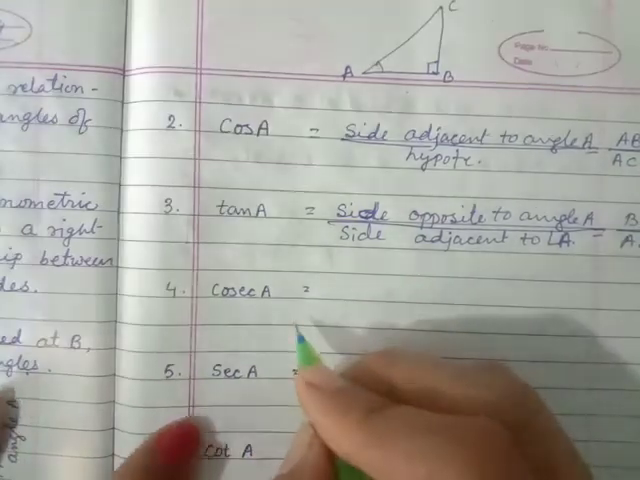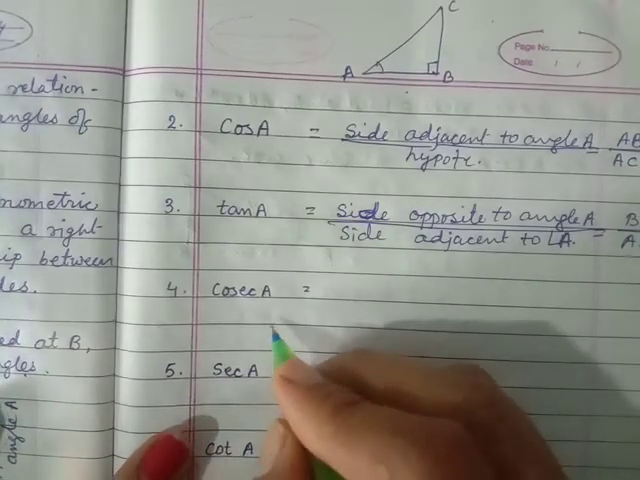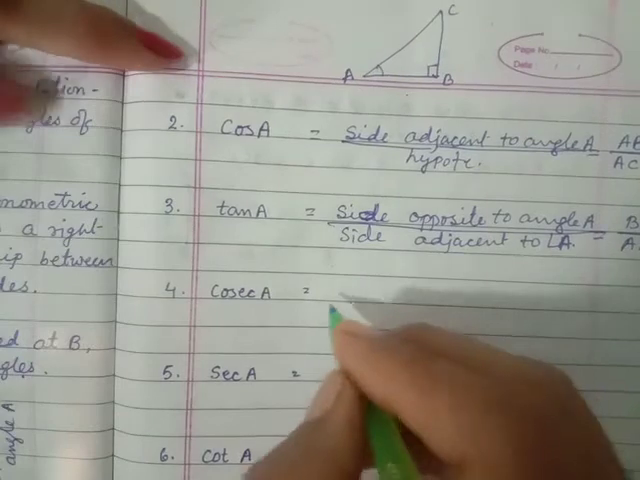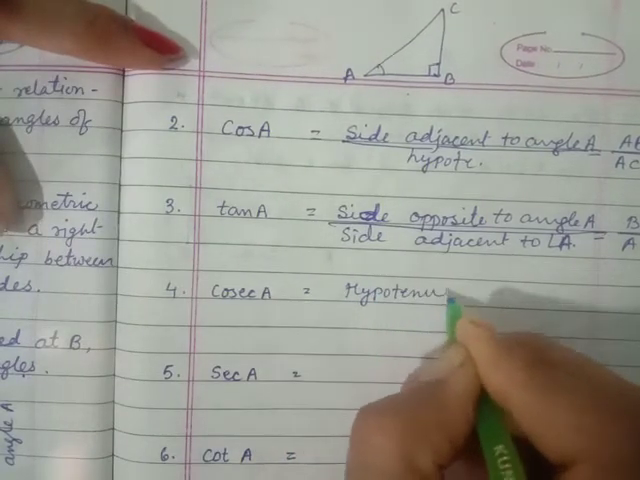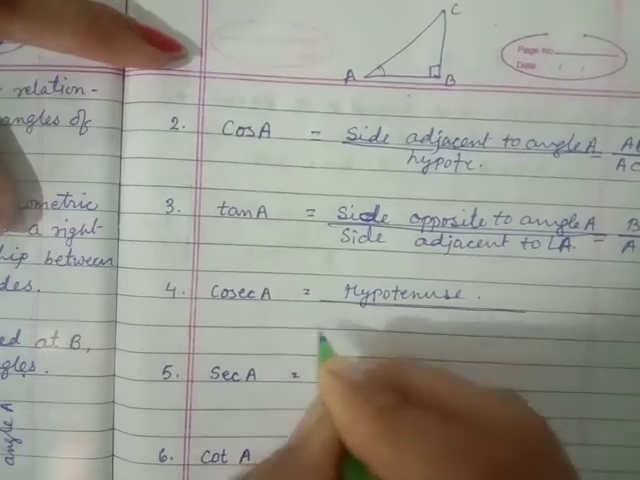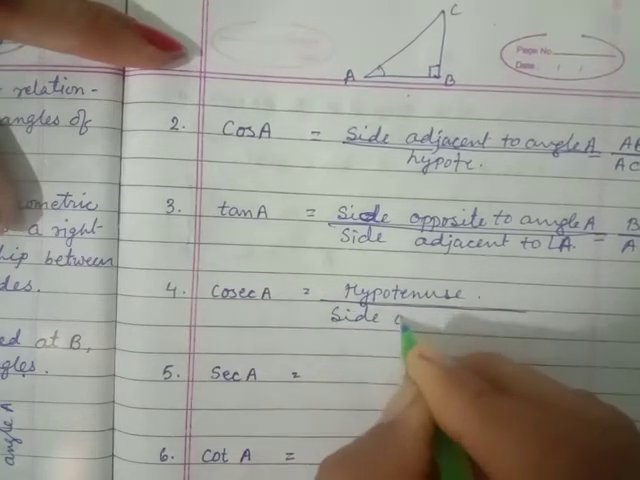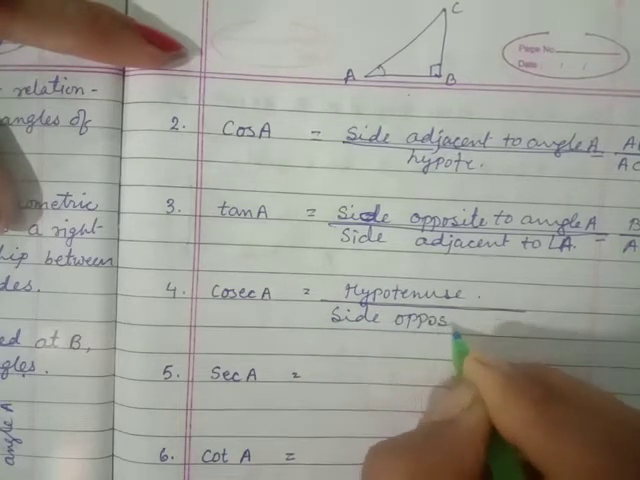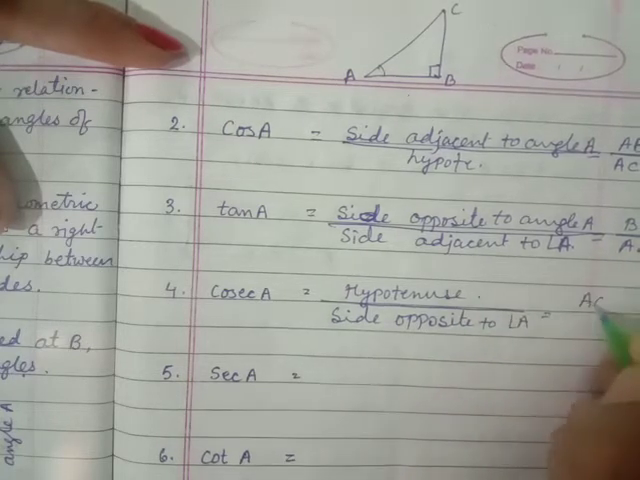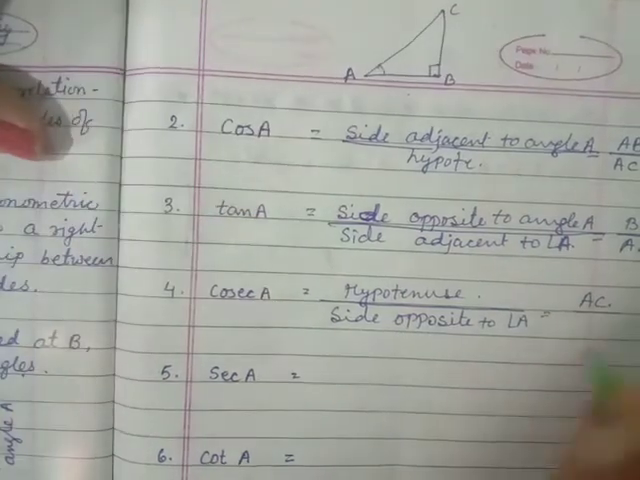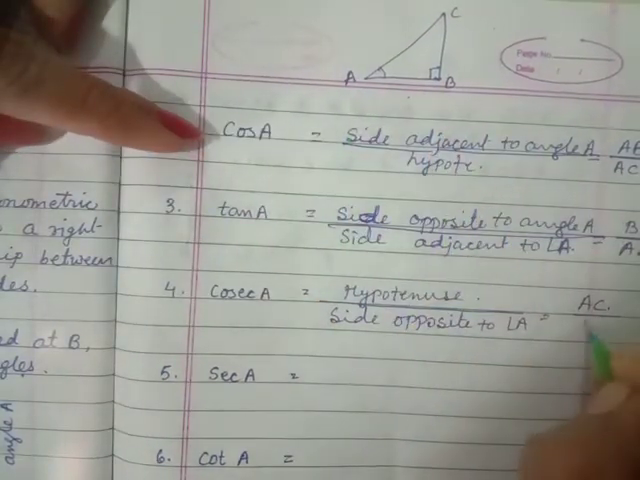Cosec A is the reciprocal of sin A. So this is hypotenuse upon side opposite to angle A. The hypotenuse is AC and the side opposite to angle A is BC.